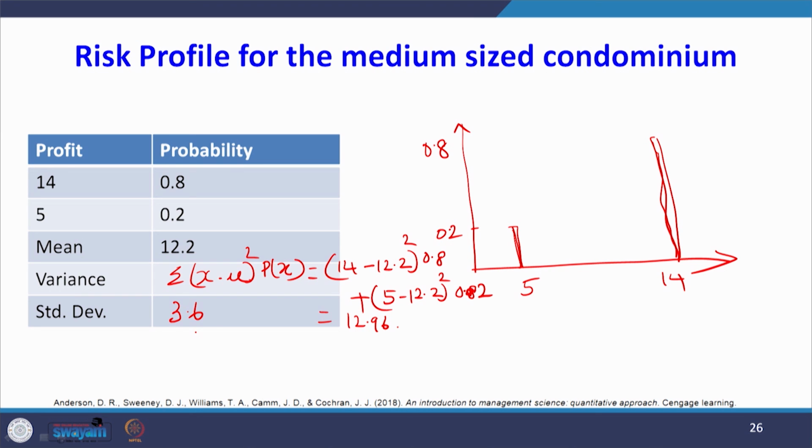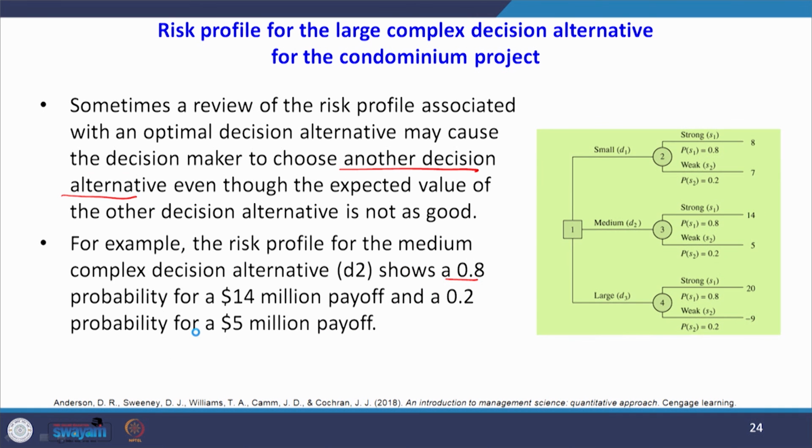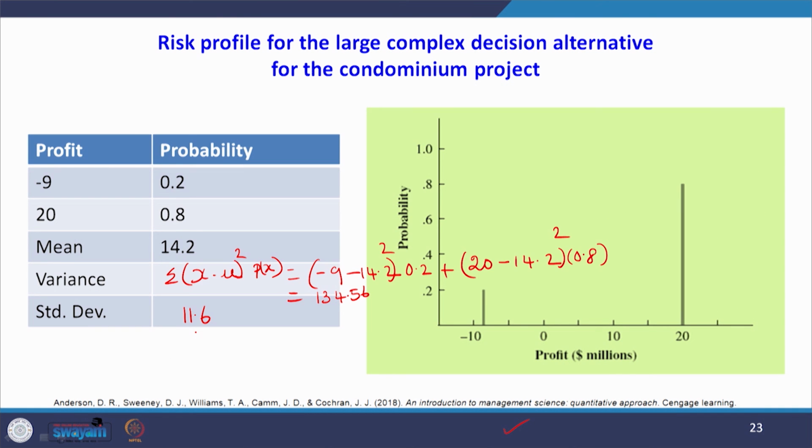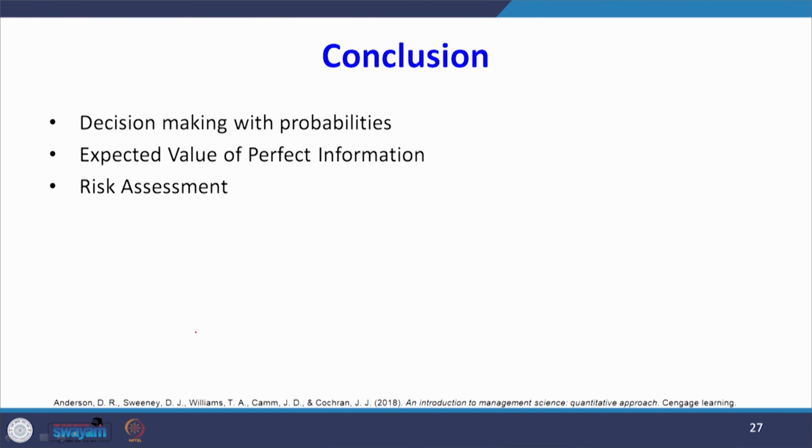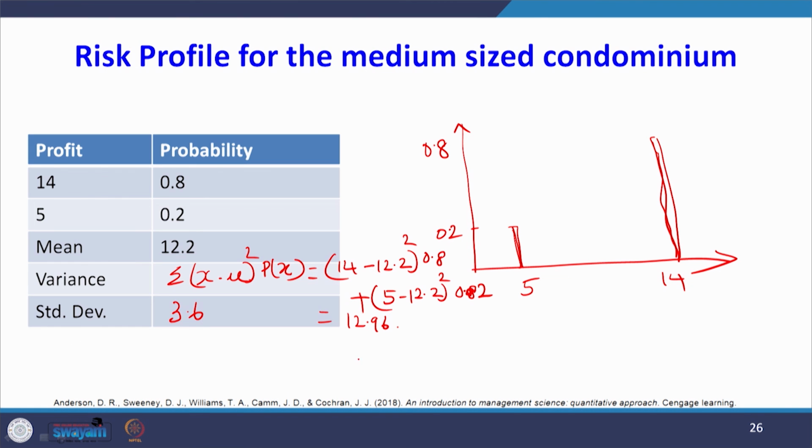So, this is your D2 decision. You saw the D3 decision previously, where the standard deviation was 11.6. So, when we compare 11.6 versus 3.6, going for the D2 decision, the second best alternative, is less risky than D3.